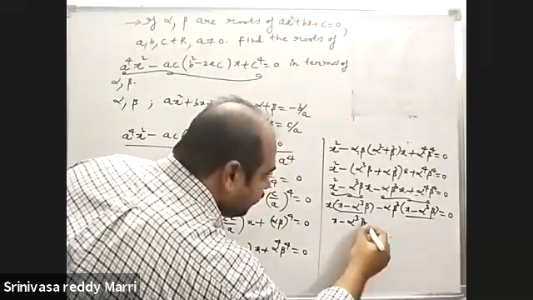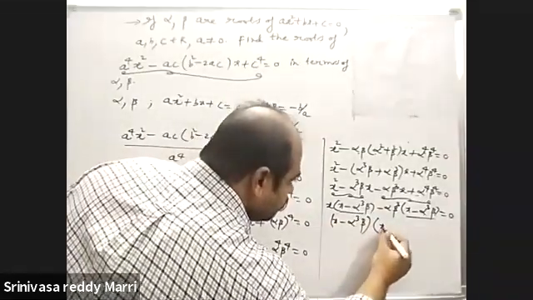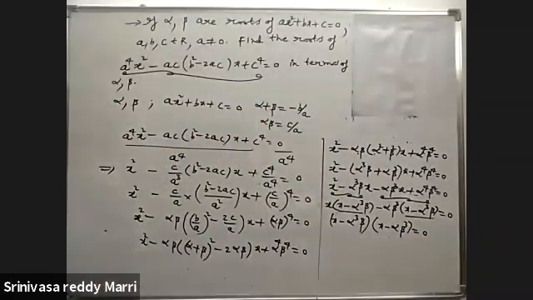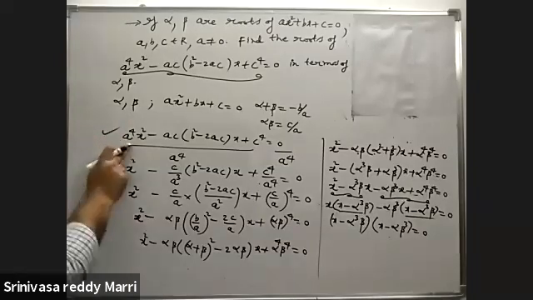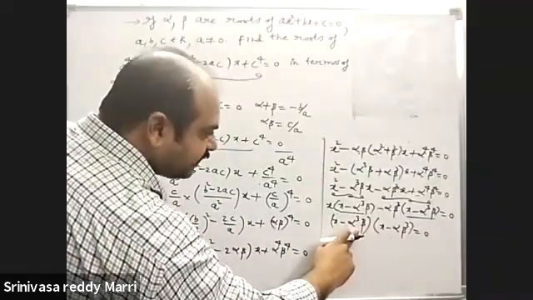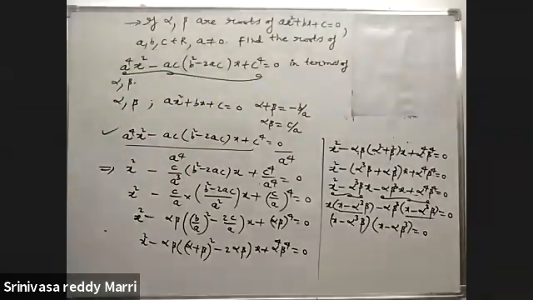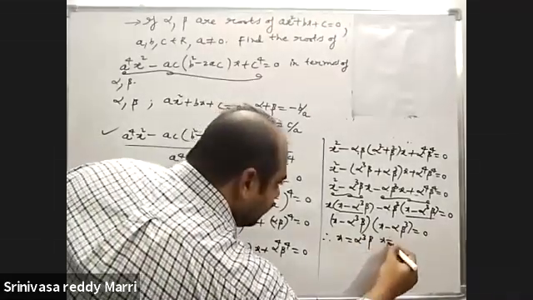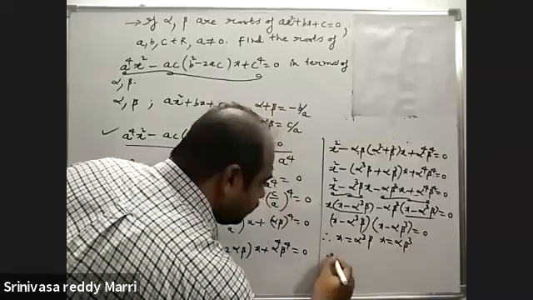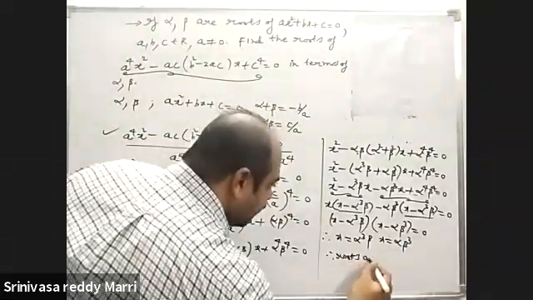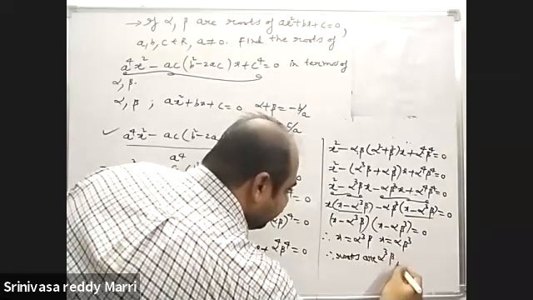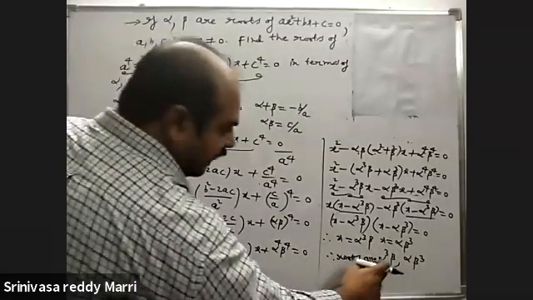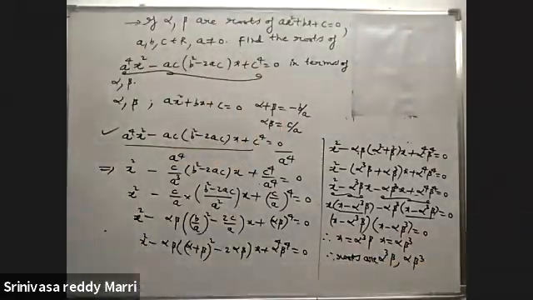x minus alpha cube beta into x minus alpha beta cube. Now look, I have factorized. First one is what? This is the one. I have factorized this one to x minus alpha cube beta into x minus alpha beta cube equal to 0. Therefore, x values are what? Alpha cube beta, and another x value is alpha beta cube. Therefore, the roots of the required equation are alpha cube beta and alpha beta cube.